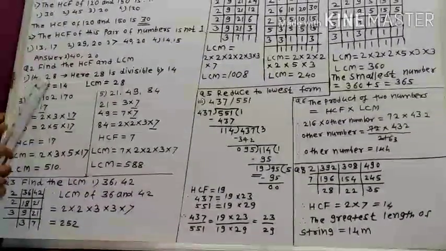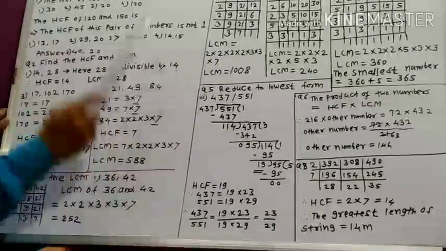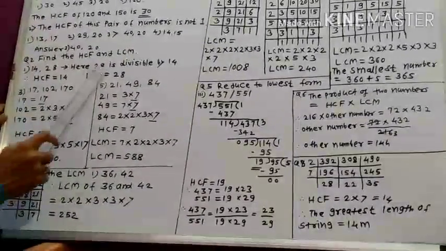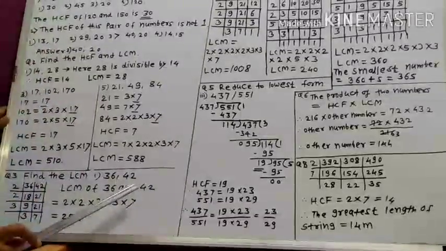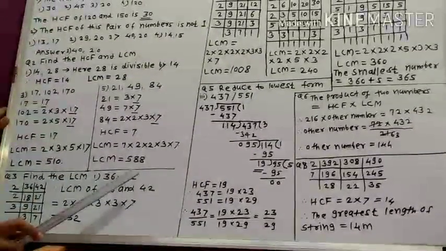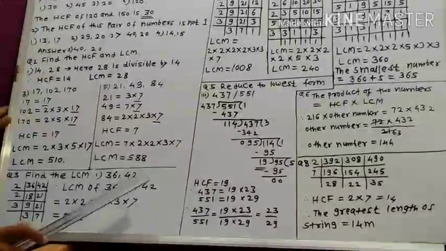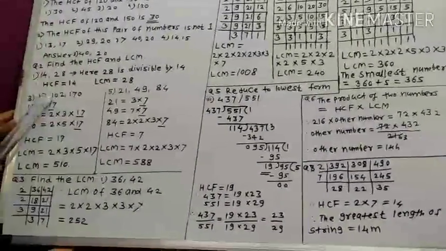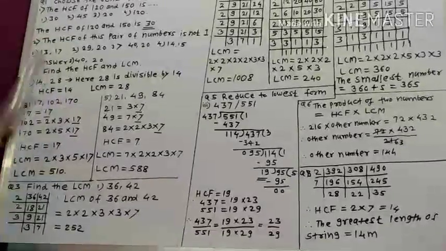Here 28 is divisible by 14, therefore its SCF is 14 and LCM is 28. By using the rule we can find its SCF and LCM. The third example is 17, 102, 170.